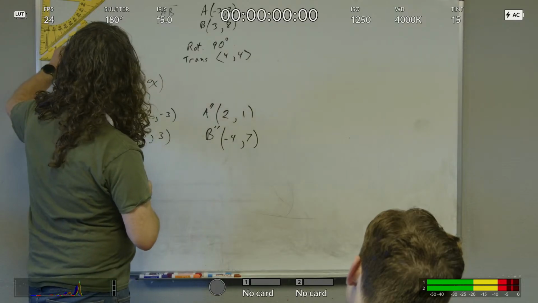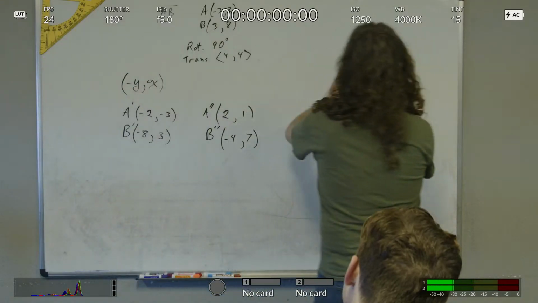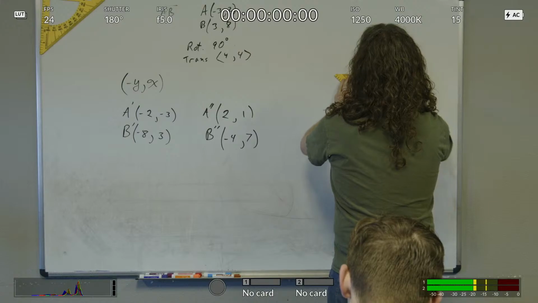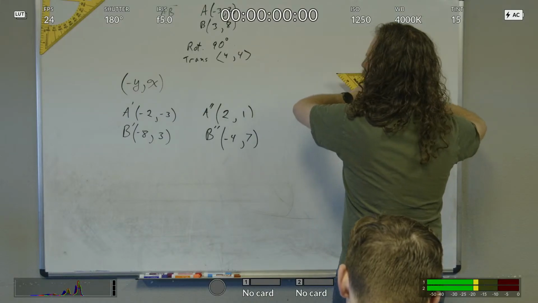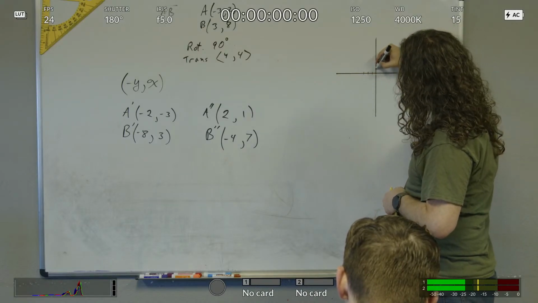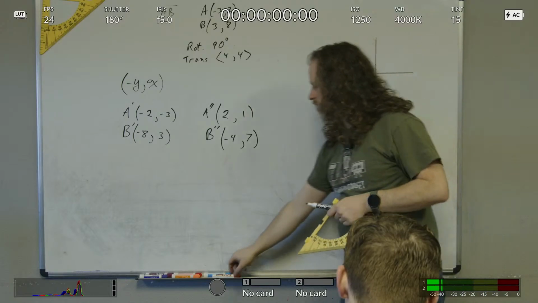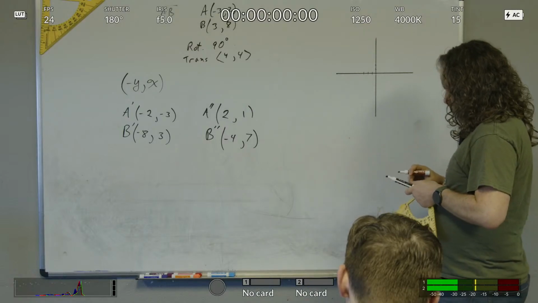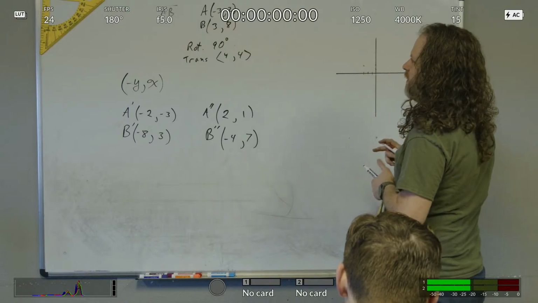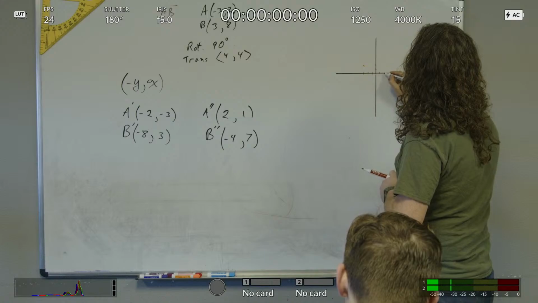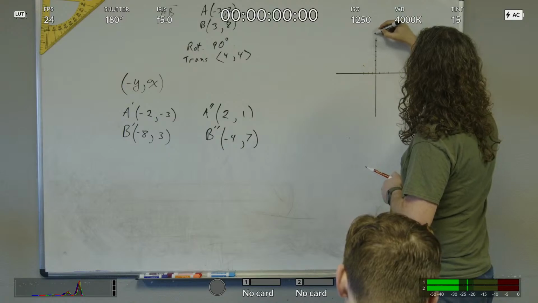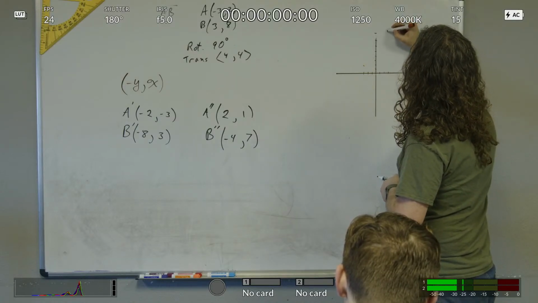And then we graph it, right? The original segment is at -3, 2, and -3, 8, which is 1, 2, 3, 1, 2, 3, 4, 5, 6, 7, 8. So right here.